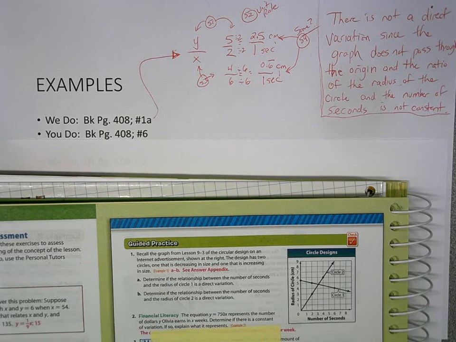If I write it, I put there's not a direct variation because the graph does not pass through the origin, and the ratio of the radius, or I mean the number of tickets available and the number of tickets sold, is not constant.